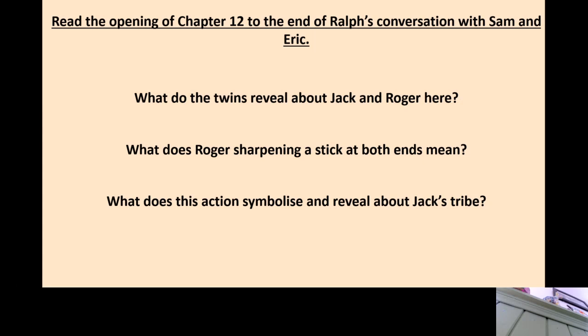What do the twins reveal about Jack and Roger? What does Roger sharpening a stick at both ends mean? And what does this action symbolise and reveal about Jack's tribe? The fact that they're sharpening it. Okay, so read to the end of Ralph's conversation with Sam and Eric, then answer those questions. Okay, so you can pause the video now.